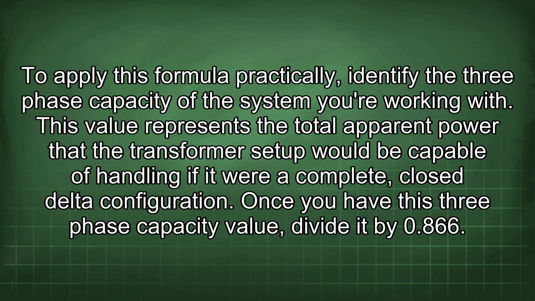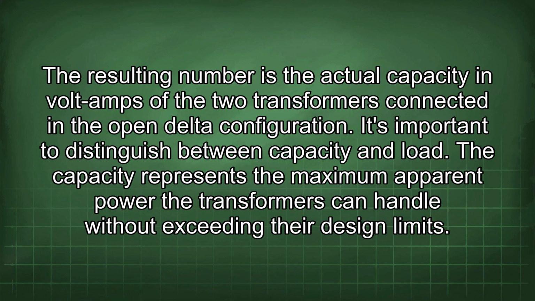To apply this formula practically, identify the three-phase capacity of the system you're working with. This value represents the total apparent power that the transformer setup would be capable of handling if it were a complete closed delta configuration. Once you have this three-phase capacity value, divide it by 0.866. The resulting number is the actual capacity in voltamps of the 2 transformers connected in the open delta configuration.